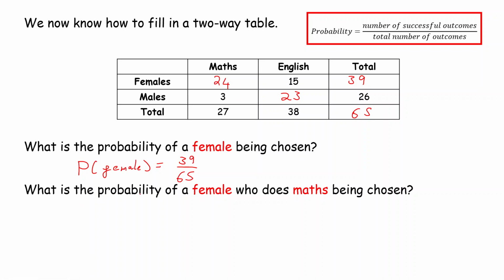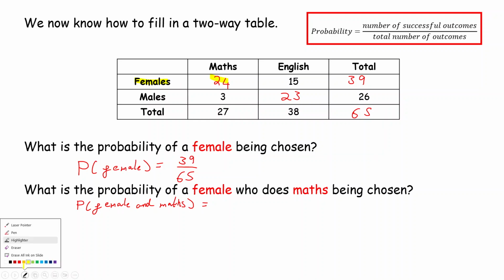Now this one says, what is the probability of a female who does maths being chosen? So we could write here the probability, capital P, of a female and maths being chosen. And that's going to be equal to, if we get out our highlighter, female and maths, so we're looking at a female who does maths, that's 24. So that's going to be 24 out of the total. I'm going to write it as a fraction this time. It means the same thing as up here. Your total again is out of 65, and that is simply your answer for this one.